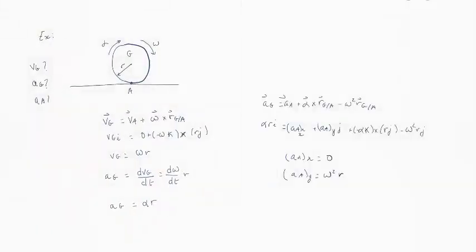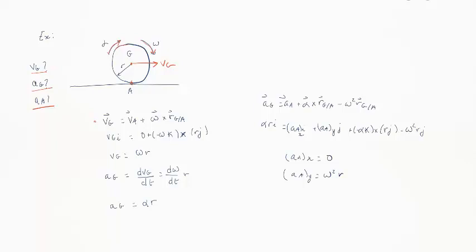Now let's do an example on this. Let's say we have this wheel over here. It's rolling with an angular acceleration alpha, angular velocity omega. We have radius r, center G, and point A over here. Now I want to know what is VG, what is AG, and what is AA. Now notice, first thing to note that VG is going to be going this way.